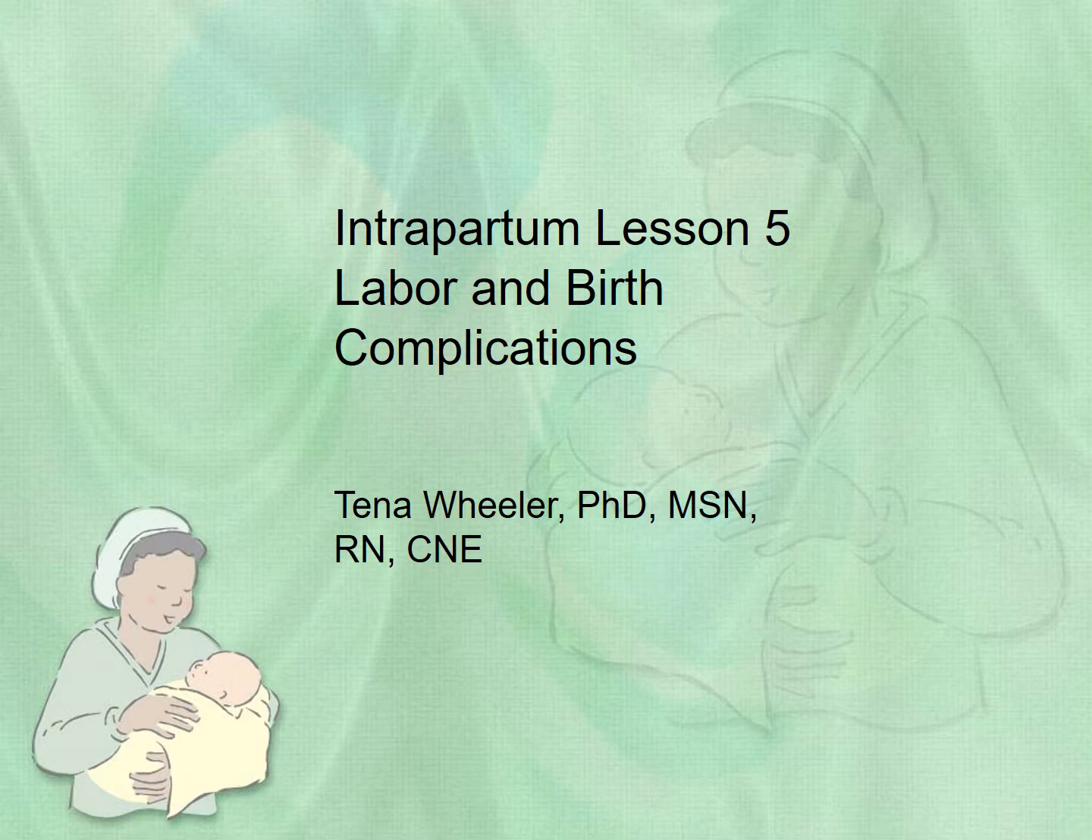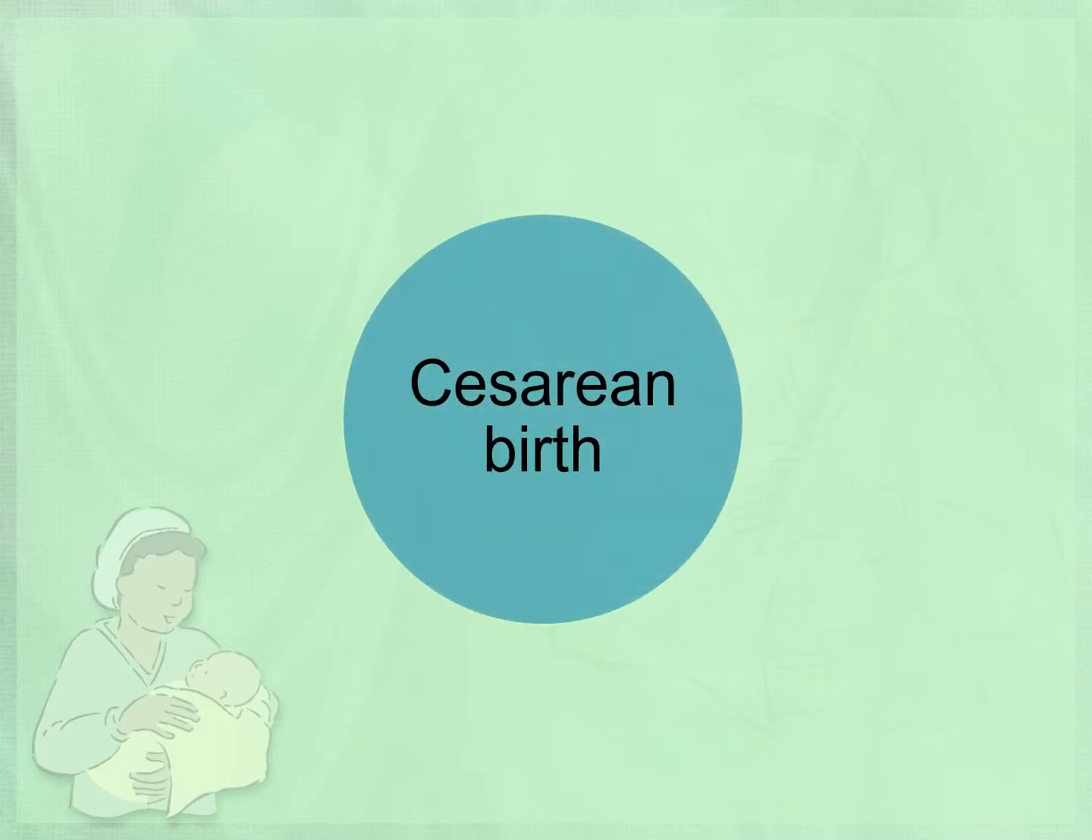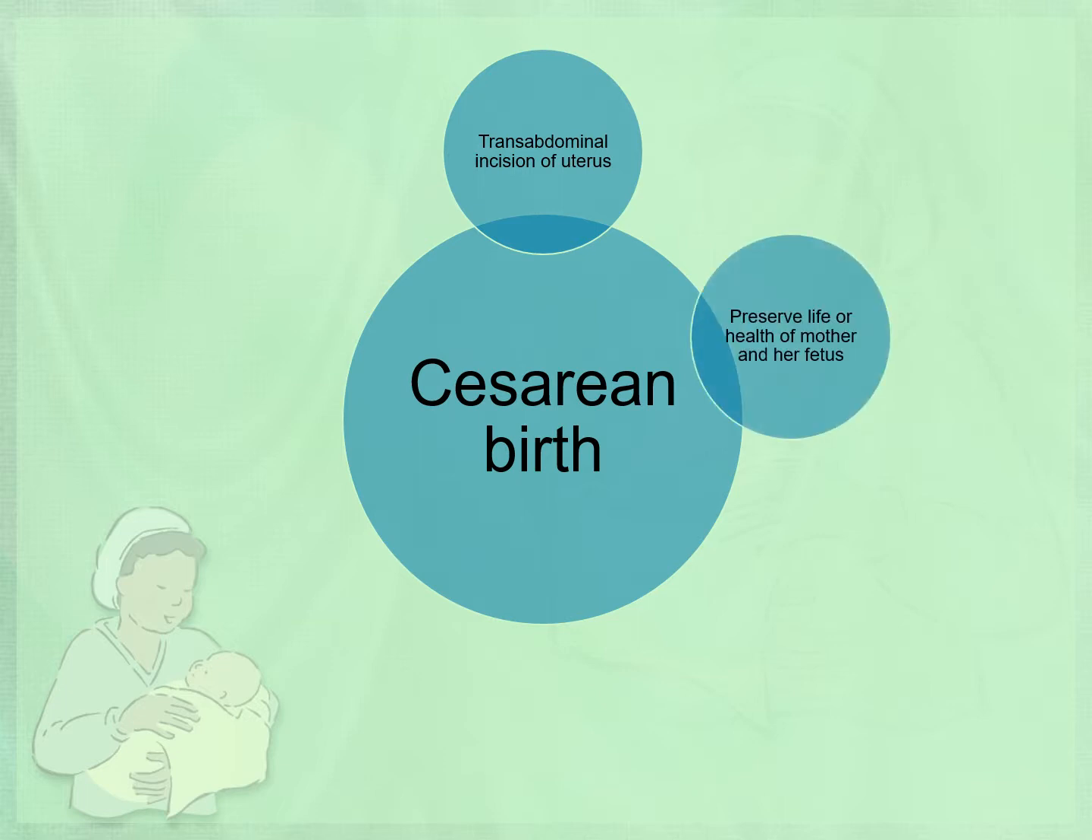This is the fourth part of Lesson 5 about labor and birth complications. Now we're going to talk about cesarean birth. A cesarean birth is when the fetus is born through a transabdominal incision of the uterus. This is done in order to preserve the life or health of the mother or fetus.